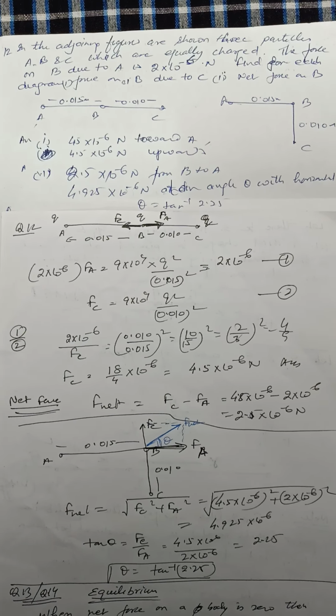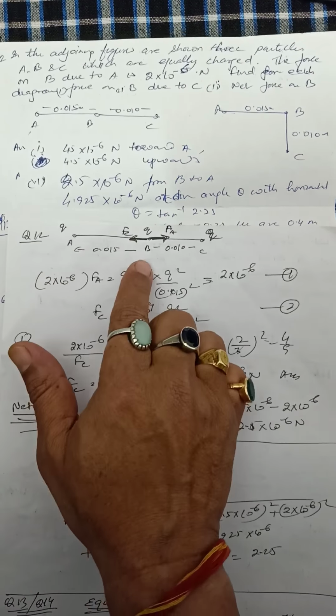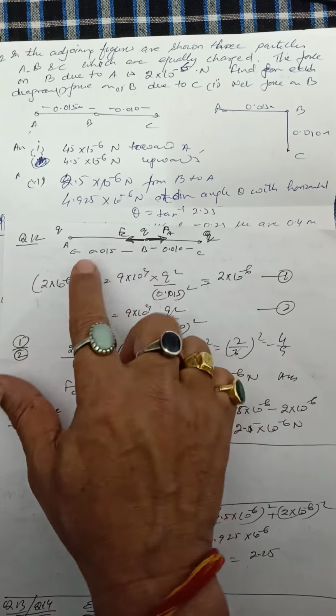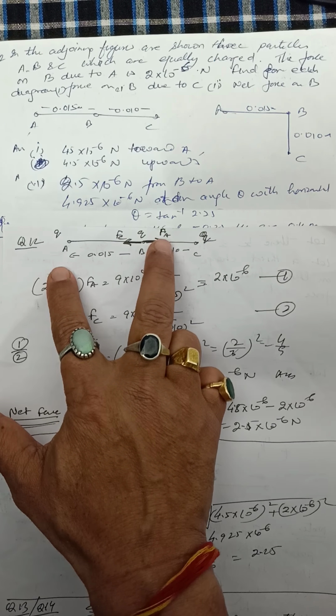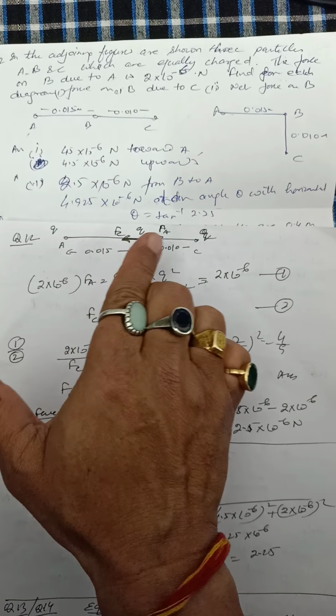So first of all, we see the first diagram. In the first diagram, there are three spheres A, B and C. The force between A and B is given in the question. This is 2 × 10^-6 Newton. We show the force by this arrow. A is applying force on the right-hand side, and then we apply the formula. Force FA is 9 × 10^9 q square by distance square. When we apply the formula, the distance is 0.015 meter, which is the distance between A and B.